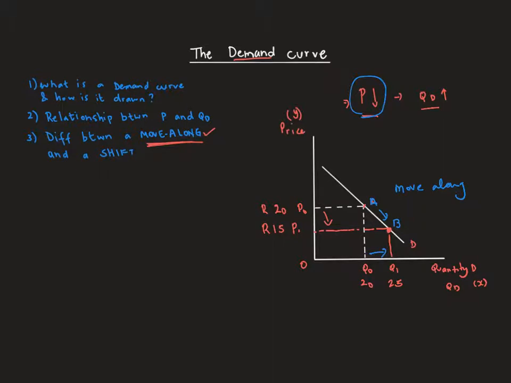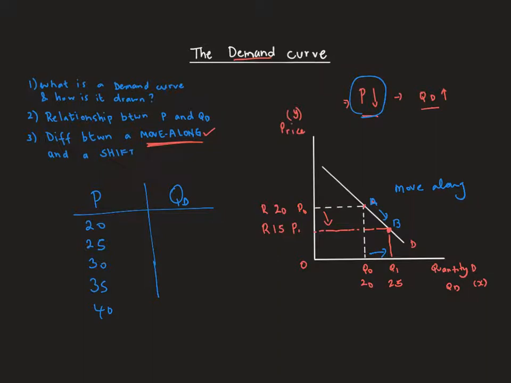Now that you understand what a move along is, let's show this on a table. So let's say, for example, we've got prices, P, and quantity demanded. We're just going to insert any values here. So let's say the product price is 20 Rand, and it increases from 20 to 25 to 30, 35 to 40. What should happen to quantity demanded?